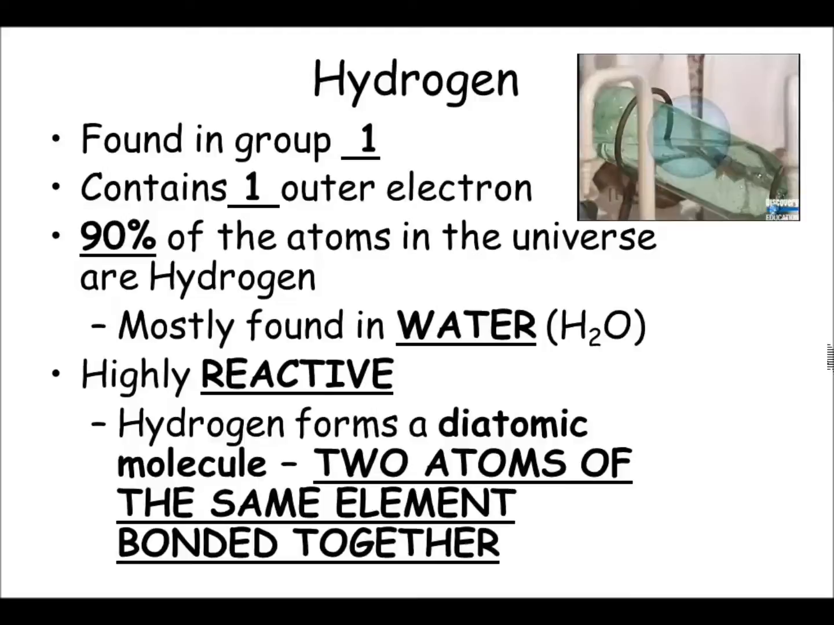And so just to note here, hydrogen doesn't follow the rule of being on the right side of the periodic table. It is a nonmetal, and it is on the left side. And the reason is because it has that one outer electron. So that's why it's in group 1.